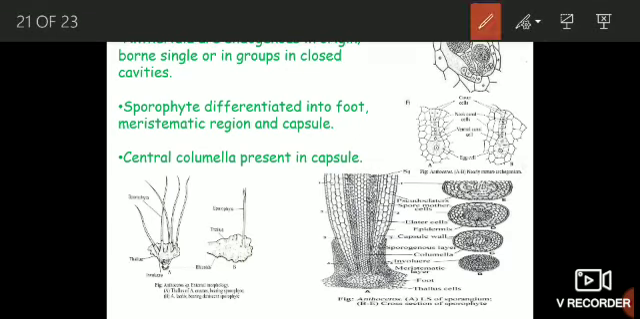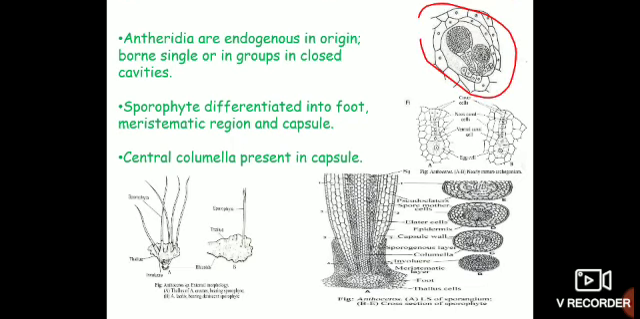You can see right in the image, the antheridia are present in groups or they are present singly within cavities which are known as antheridial cavities. You have to remember this fact. Antheridia are embedded in the thallus. They have endogenous origin, that means the antheridia arise from the subepidermal cell, and they are borne singly or in groups in closed cavities.